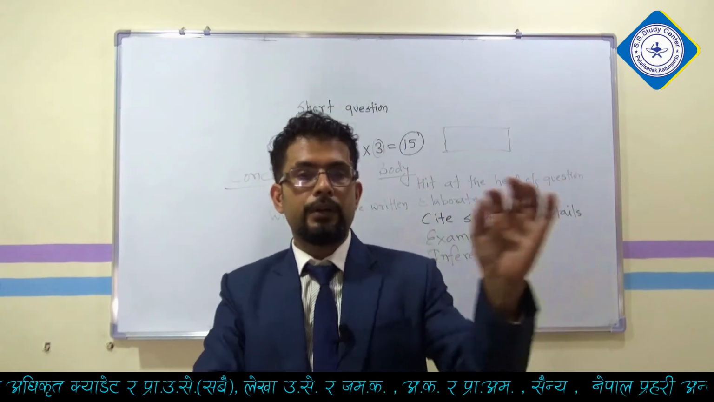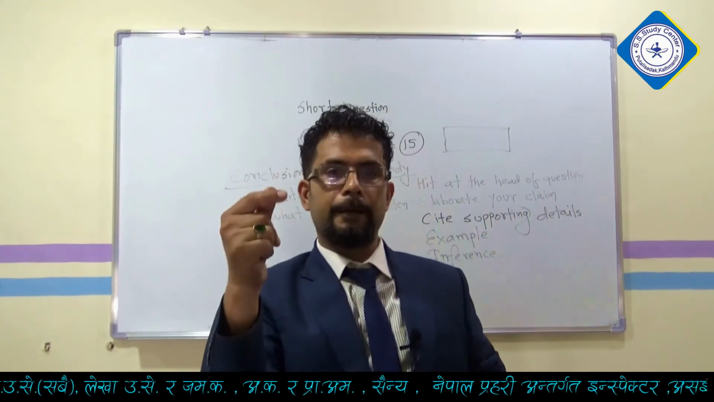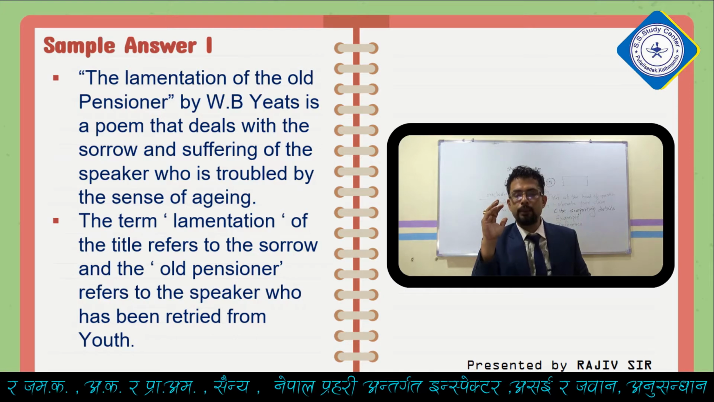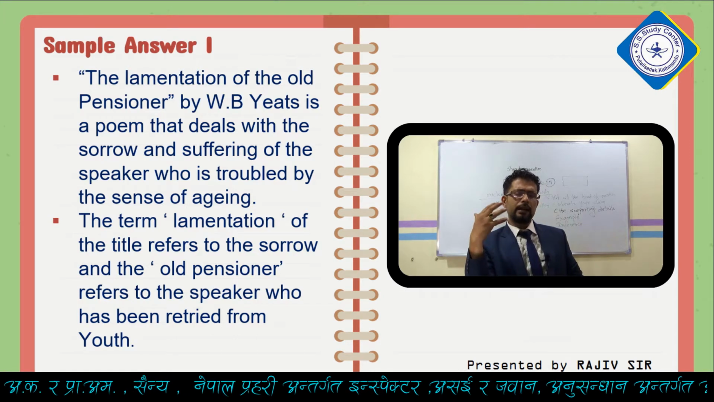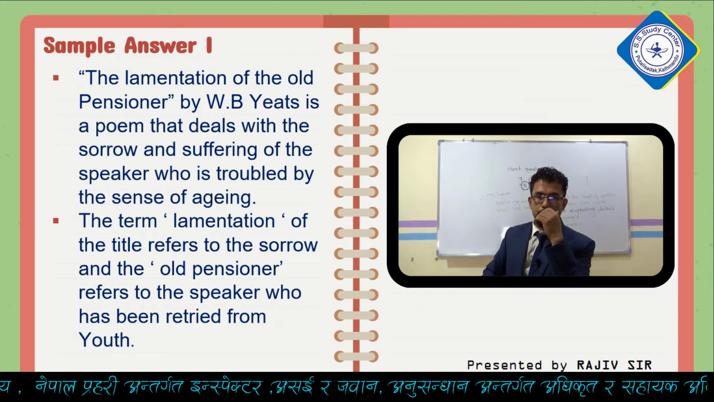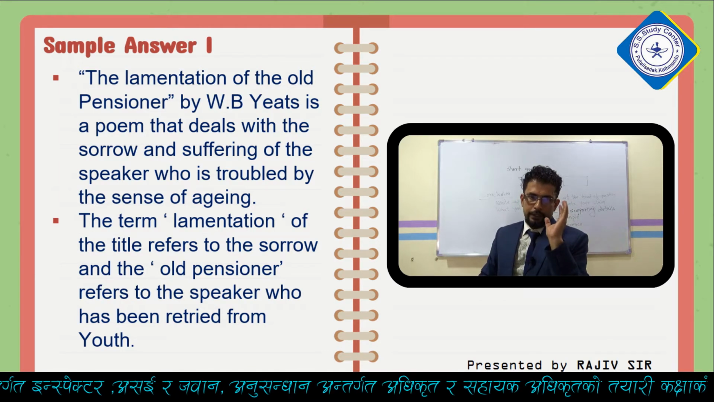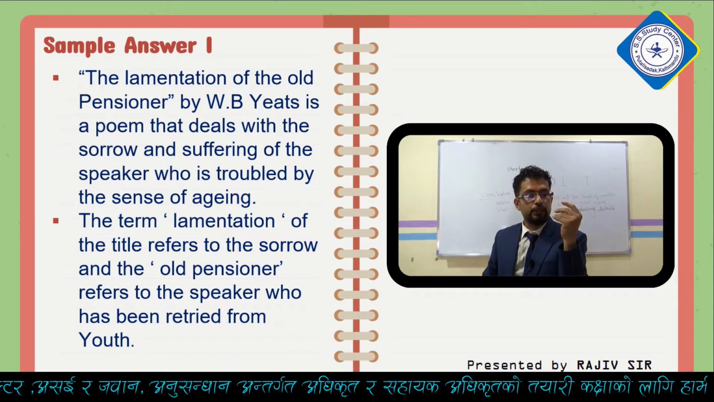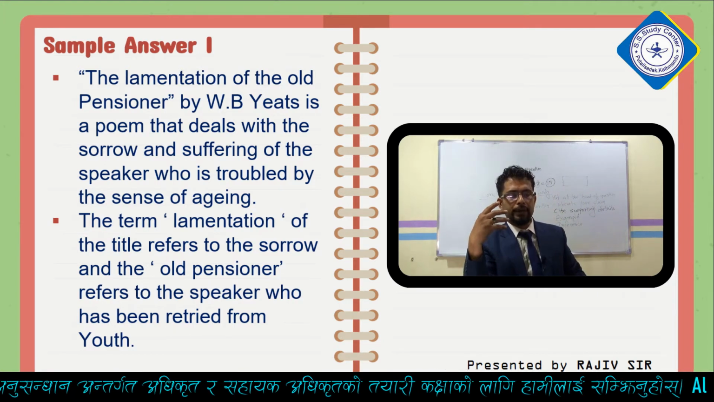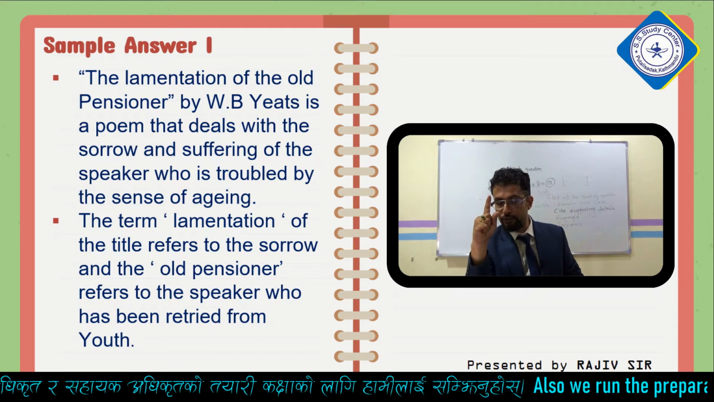Here you are going to write who the writer is and what the text is. Let's begin. The Lamentation of the Old Pensioner by W.B. Yeats is a poem that deals with the sorrow and suffering of the speaker who is troubled by the sense of aging. This is your topic sentence, your first sentence.